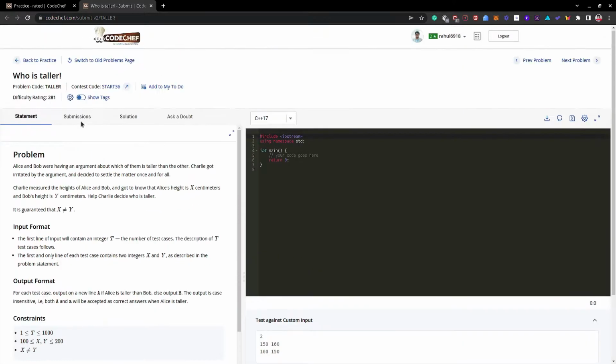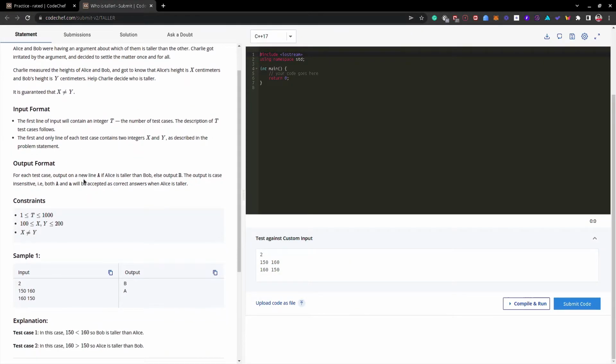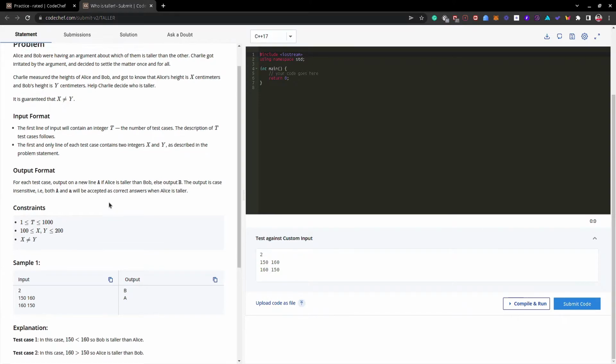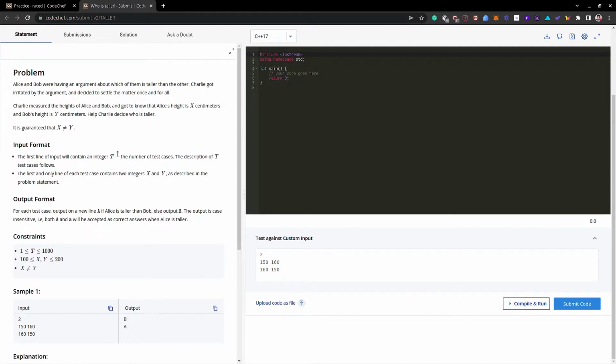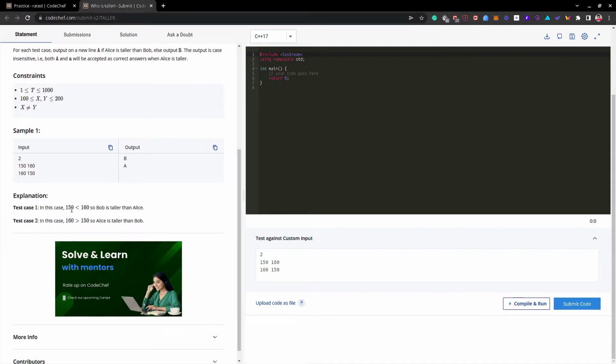Let's do this problem. So, who is taller? Always me. No, I'm short. So two inputs, Alice and Bob are having an argument about who is taller. Naturally, Alice and Bob got to know that Alice's height is X centimeters and Bob's is Y. In this test case, 150 is less than 160, so Bob is taller than Alice.